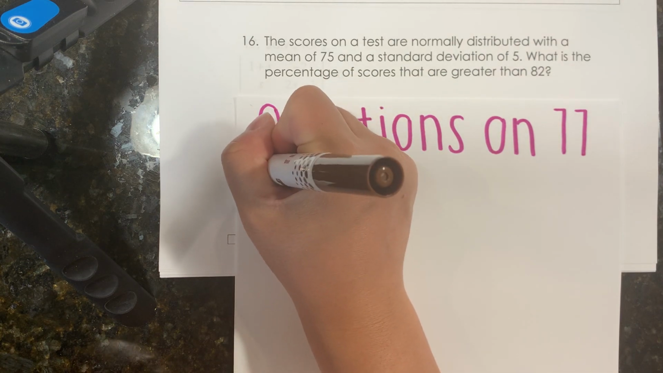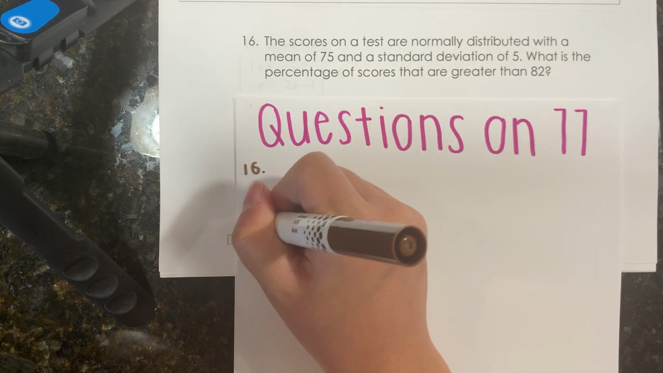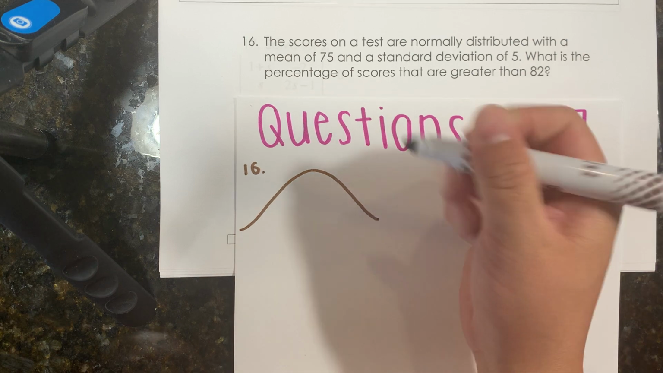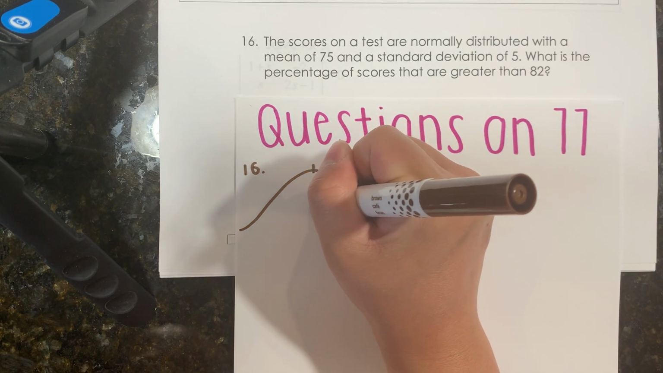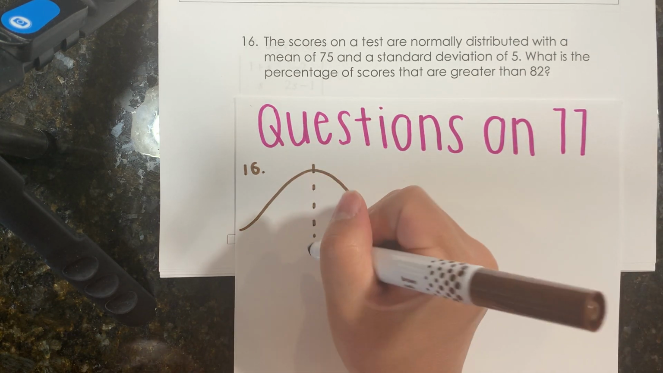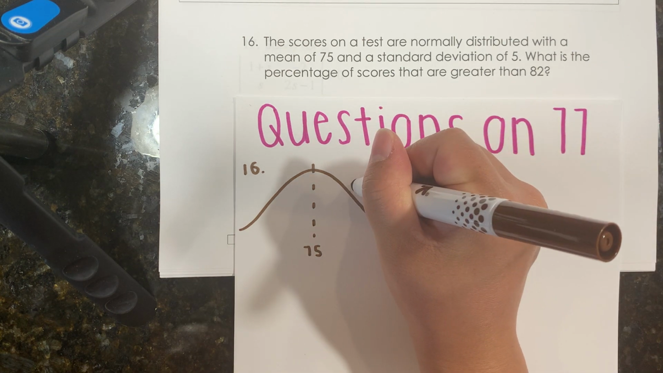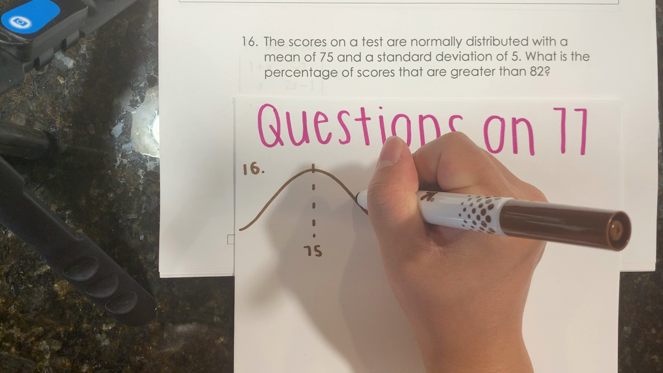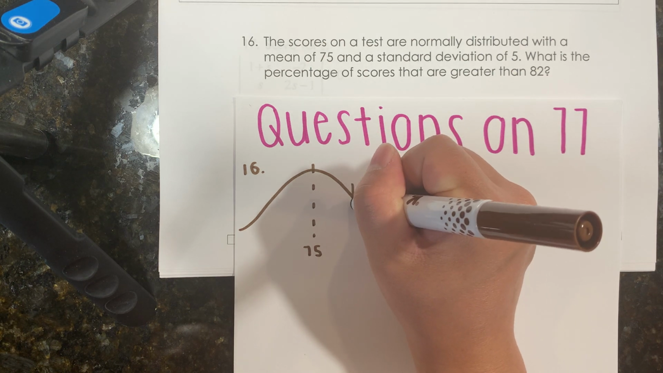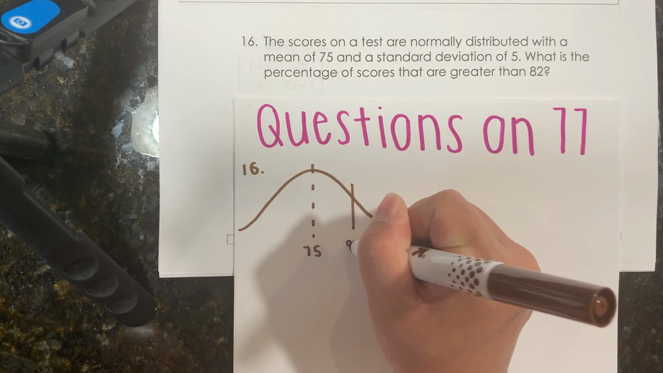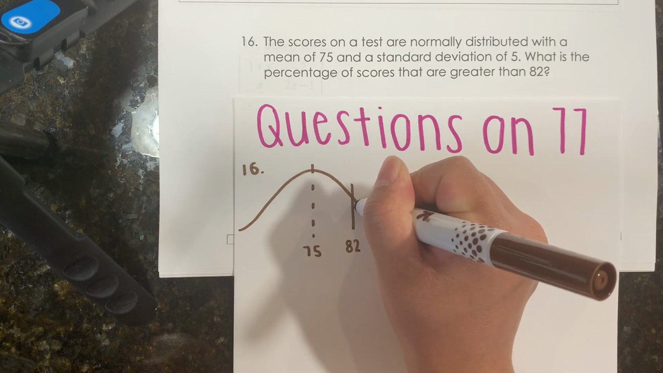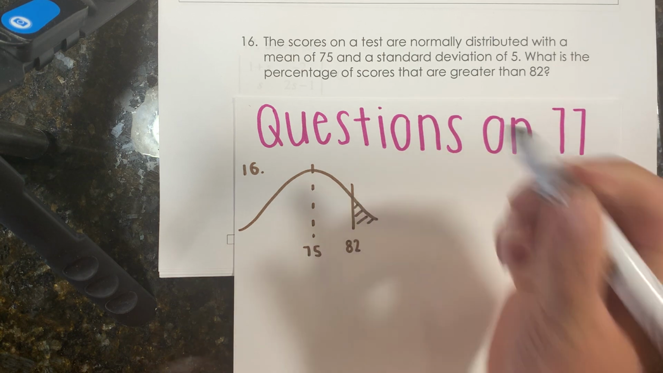So for number 16, I'm going to draw you a diagram so you can kind of understand what we're doing. The mean is in the center, which is 75, and we are trying to find the percent that is greater than 82. So I would say that's about here. We're trying to find this percent right here.